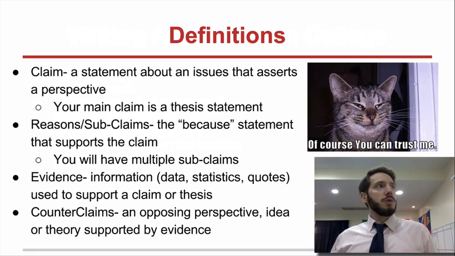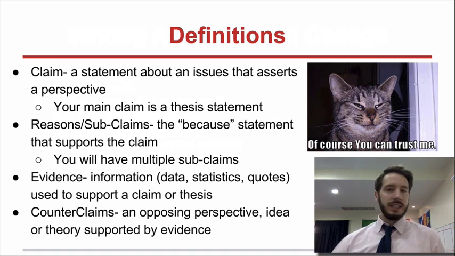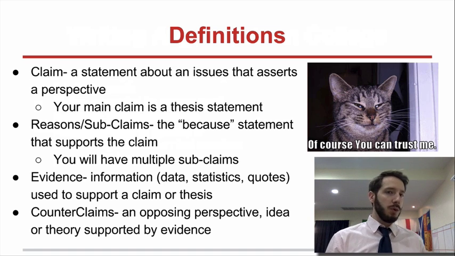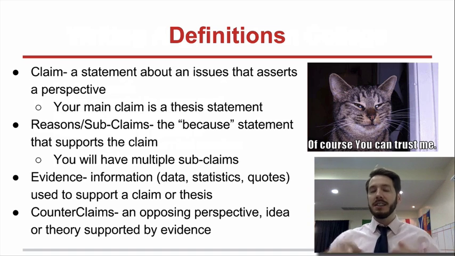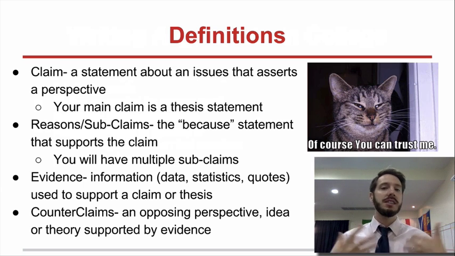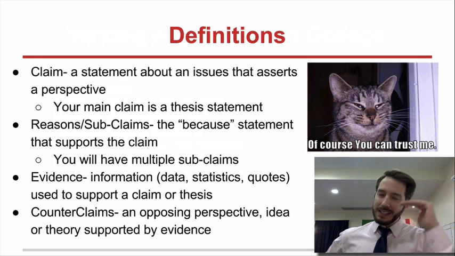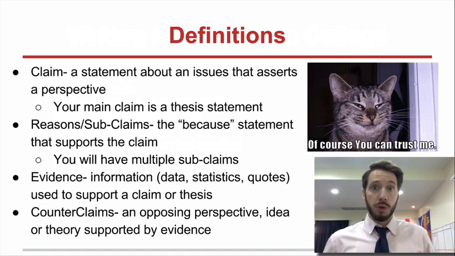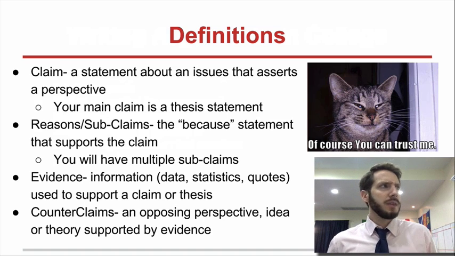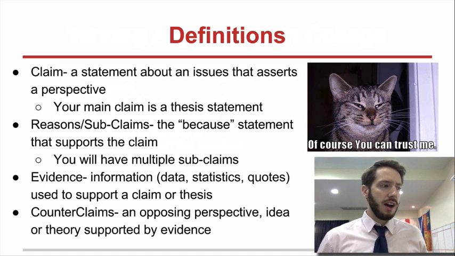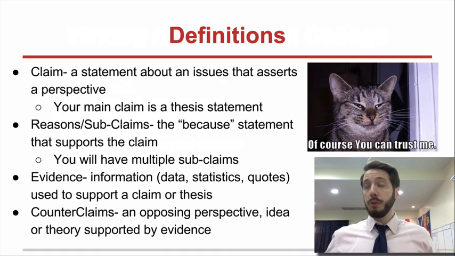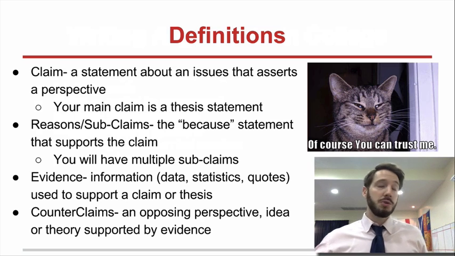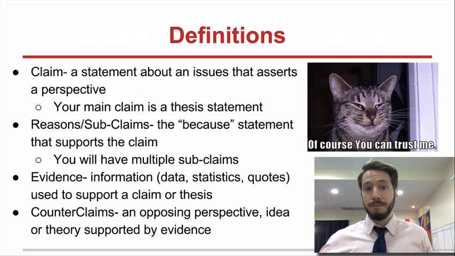Now, just because I think drone strikes should be made illegal, I have to be more detailed than that. I have to give a whole lot more because statements to really convince you. Those become subclaims or reasons. Those are the because statements that support your claim, that go a little bit deeper than that claim. So, for instance, a subclaim for drone strikes could be that due to the blurring of lines between warfare and the disassociation of the devastation of war through drone strikes, drones should be made illegal in the international community.